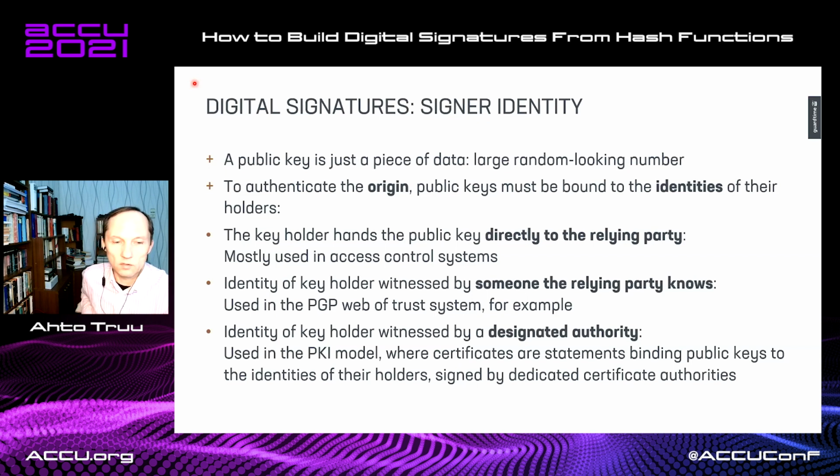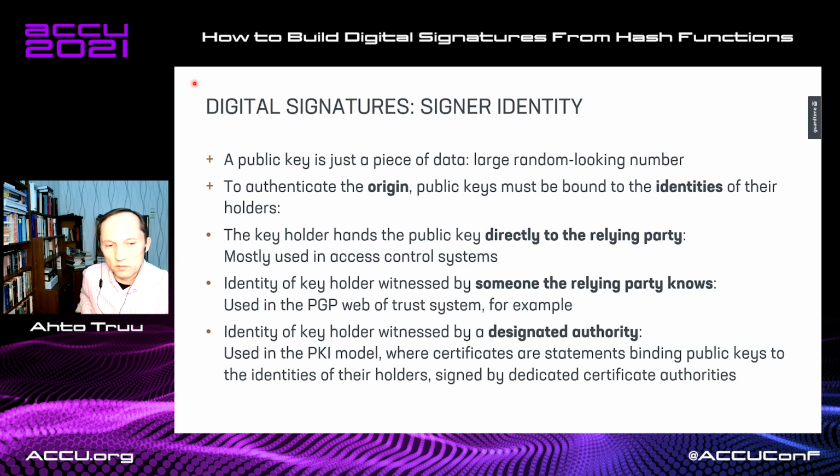This system is called the so-called Web of Trust, and this was used in the PGP framework, which was one of the first publicly used public key cryptography systems, starting in the 1990s.